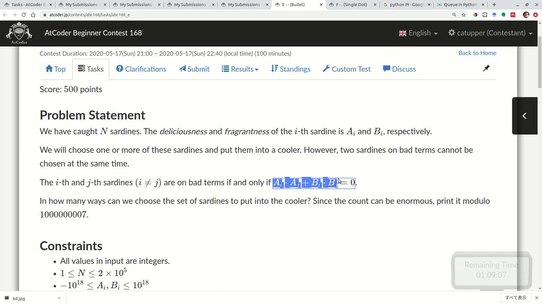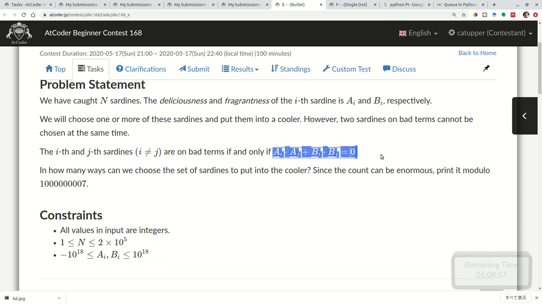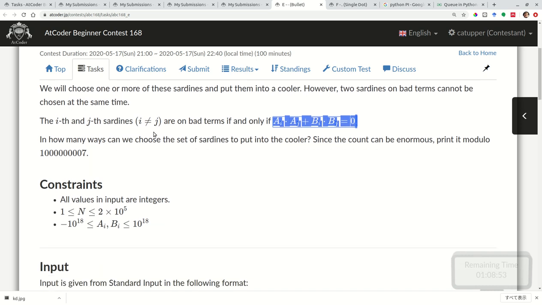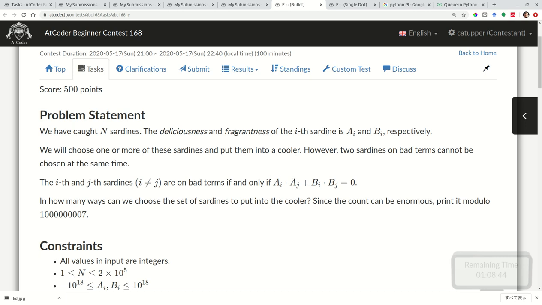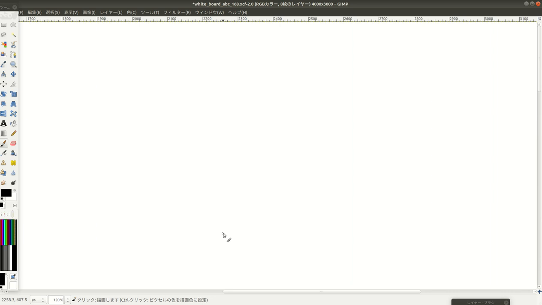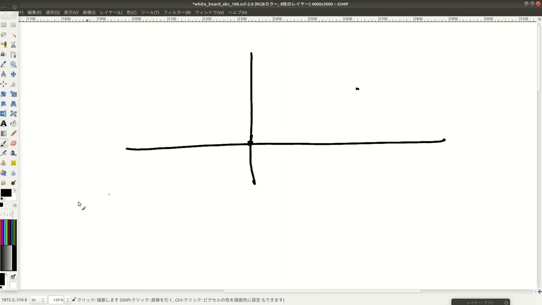So this is the inner product of two sardines. It sounds strange, but it's the inner product of sardines, and this means the angle is 90 degrees. Let's draw the picture. In this world, a sardine is a coordinate in two-dimensional Euclidean space. There are many sardines here, and this is the origin O. Sardine 1, sardine 2, sardine 3, sardine 4. Two sardines are on bad terms if and only if the two vectors cross at a right angle.